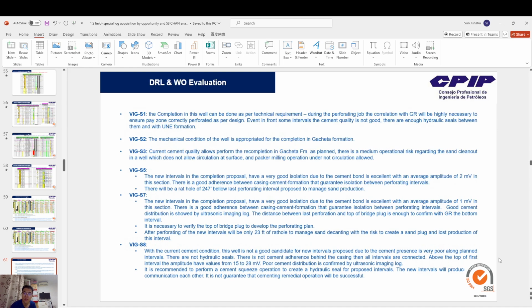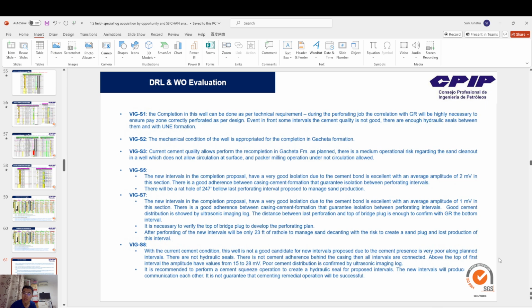It is necessary to verify the top of a bridge plug to develop the perforating plan. After perforating of the new intervals there will be only 23 feet of rat hole to manage sand decanting with the risk to create a sand plug and lost production of this interval.